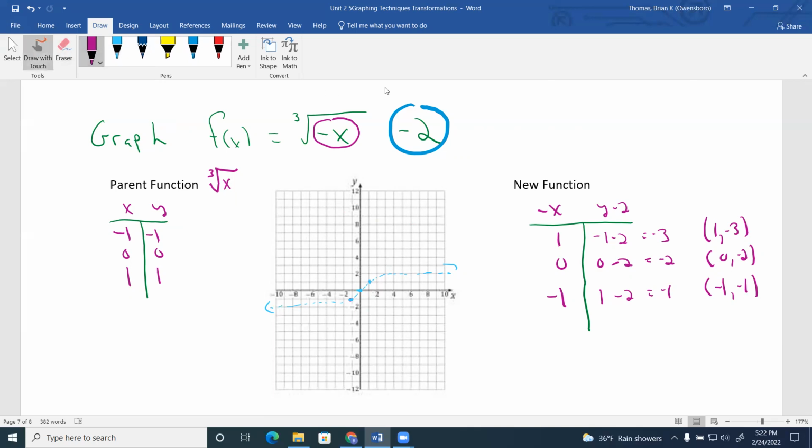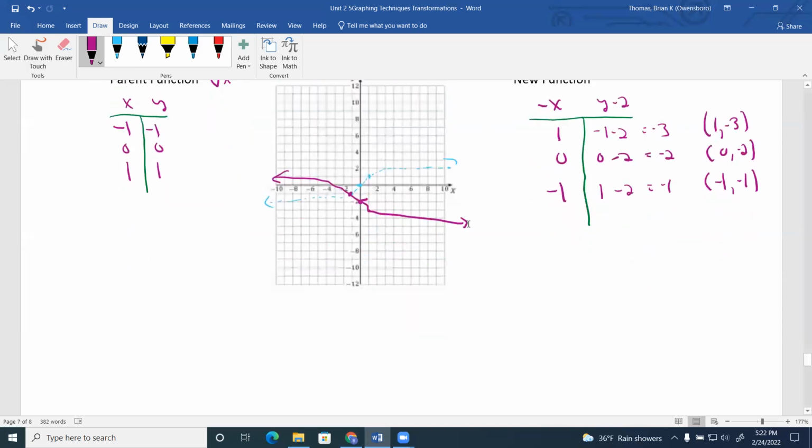So my first ordered pair is 1, -3. That means go right 1 and down 3. 0, -2, and -1, -1. So now this graph kind of does the opposite. So it's going to be reflected across the y-axis. So now it kind of runs the other direction and snakes down, and runs off in this direction. So it kind of does that snake there. So that'd be the rough sketch of the graph going in the other direction.